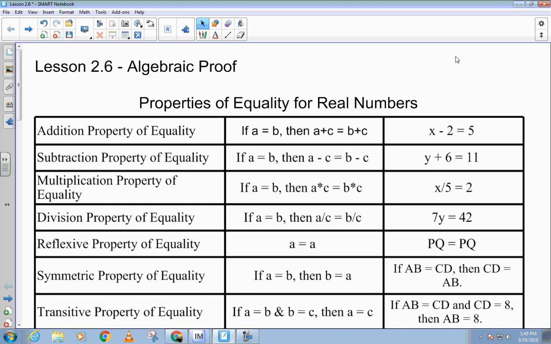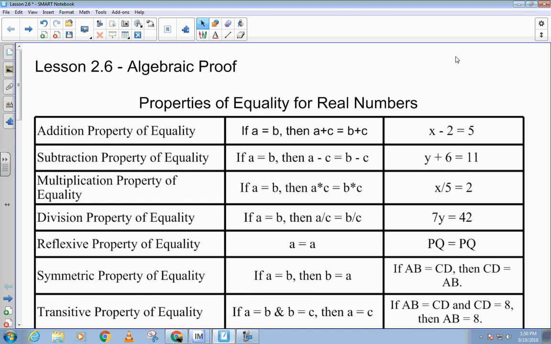What if I have x over 5 equals 2? Then I multiply both sides. That's the multiplication property. And then 7y equals 42. We have to divide both sides by 7, and that's the division property. So you're familiar with those four properties.